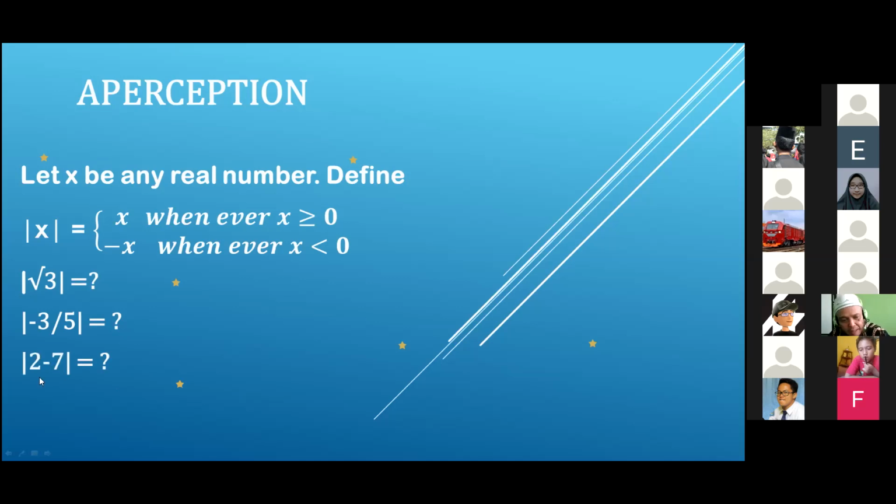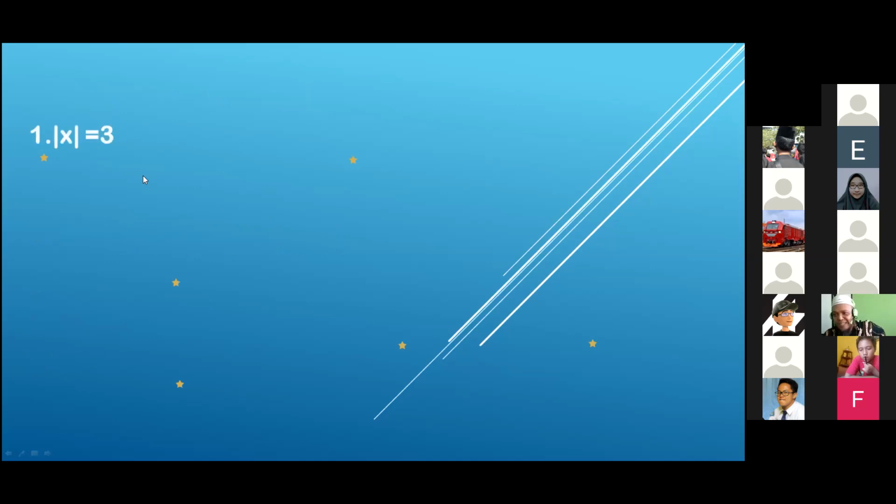What is the absolute value of 2 minus 7? 5. Correct. Now let's try to solve the problem by the concept, or by the definition of absolute value. This time, by the definition of absolute value.